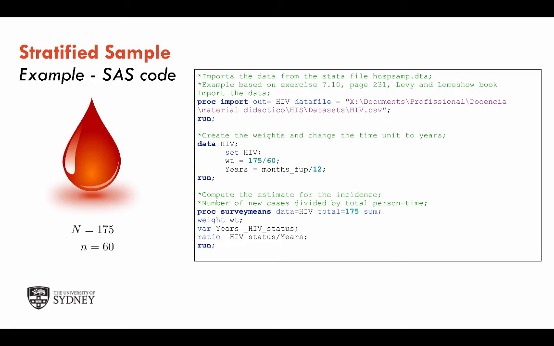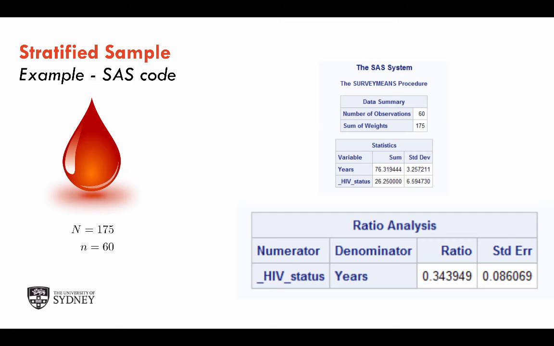And now I'm going to use the proc surveymeans to compute the ratio of the total HIV status variable, that is going to give me the total number of new cases divided by the sum of years, which is going to give me the total person years of follow-up. Okay, and this ratio is going to be exactly the incidence rate. And if we run this code, we obtain an incidence rate of 0.34 persons per year in this population. So this is the estimate for the incidence rate.